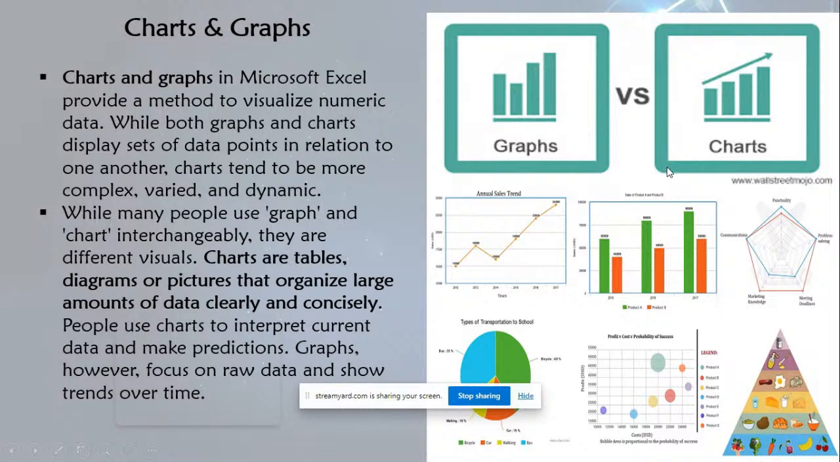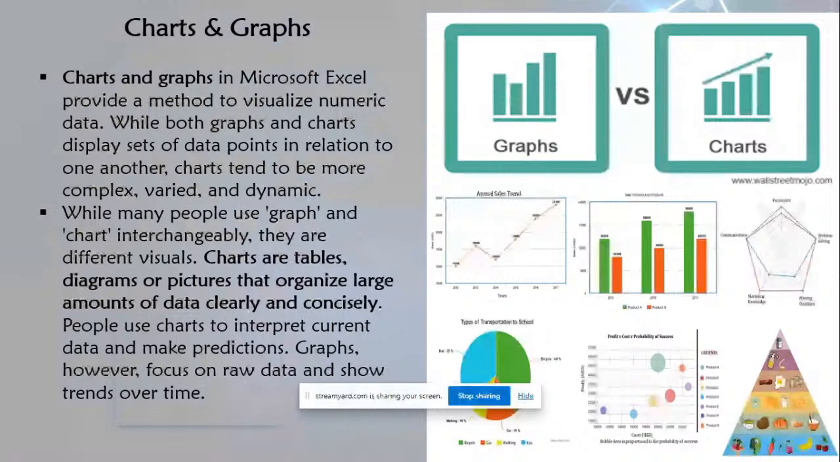So you can see different kinds of charts. I try to make sure I upload different kinds of charts for us to see, so that at least we can follow through. So why do many people use graphs and charts interchangeably? They are different visuals. Charts are tables, diagrams or pictures that organize large amounts of data clearly and concisely. People use charts to interpret current data and make predictions.